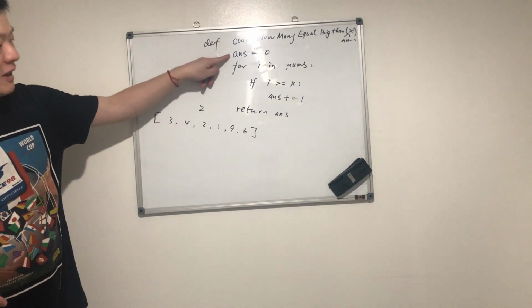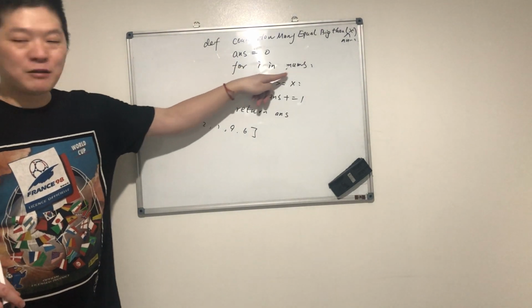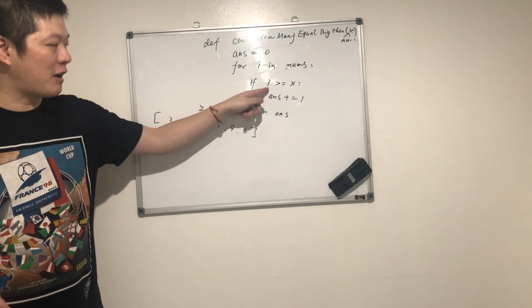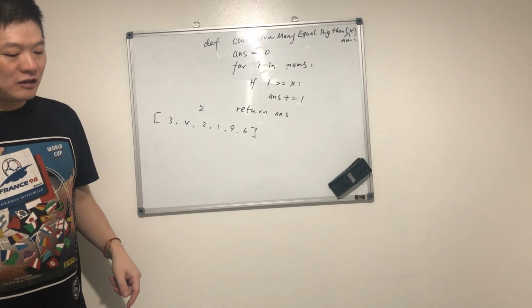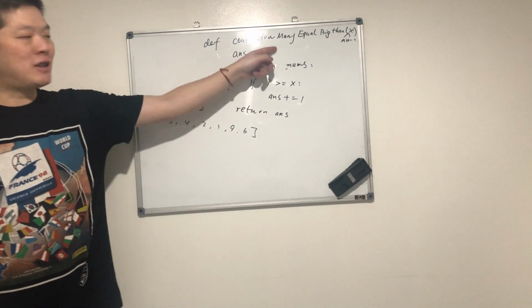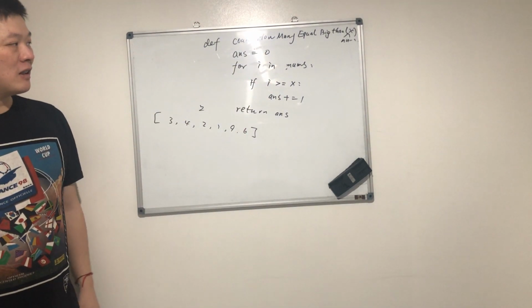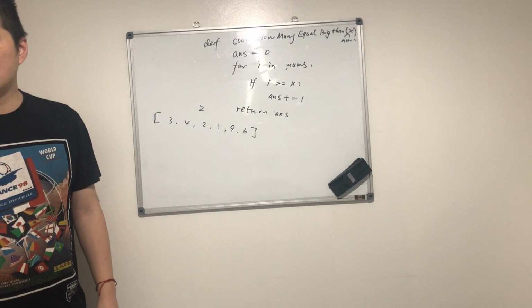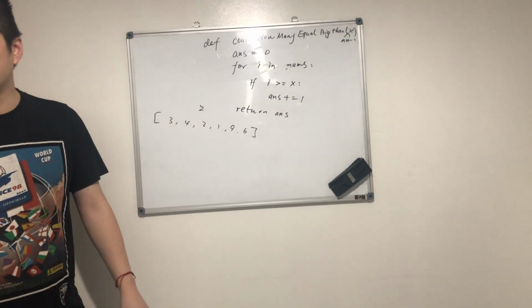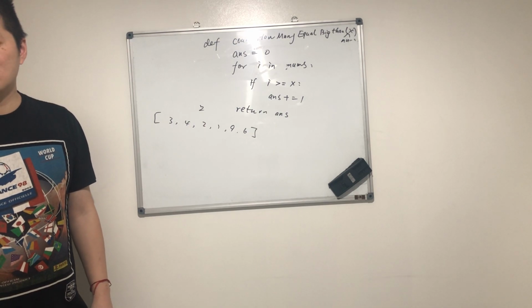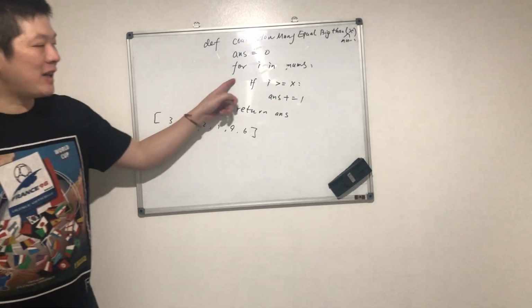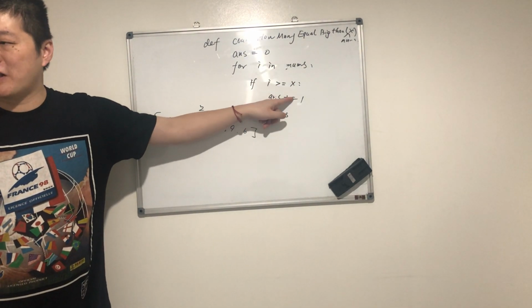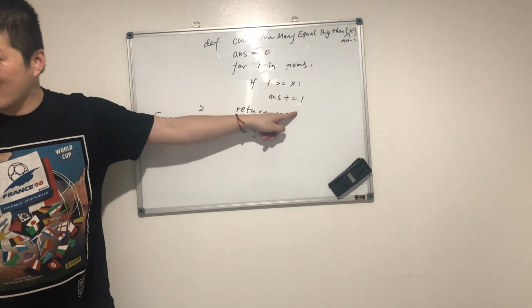Answer equals 0, and then I iterate all the numbers and I check if the number is bigger than or equal to x, and then I count. Count how many are equal or bigger than that number. So it's easy, yeah? I iterate these numbers and then I check if it's bigger than x, then I count it, right?